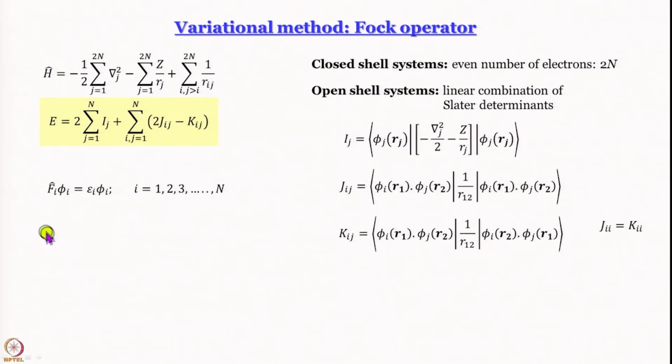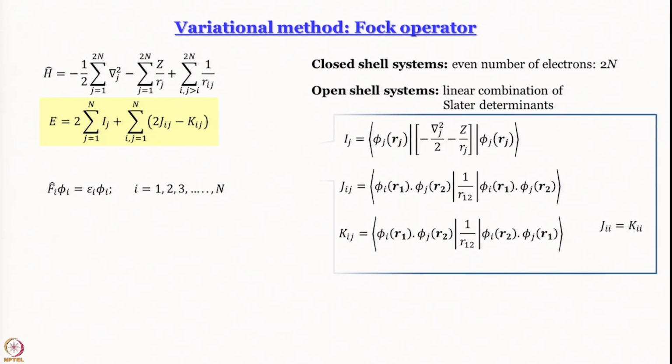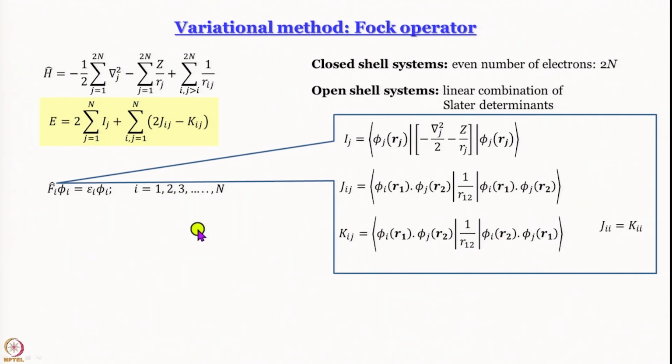So, F_i operating on phi_i gives me epsilon_i phi_i. That is the kind of equation that we will get. Okay. So, these F_i's are made up of these integrals. Essentially, it is something like an expression analogous to the expression of the Hamiltonian, but with the functions in it, you just expand it. And how many i values are there? There are 1, 2, 3, 4, 5, 6 up to n values, not n, right. So, that is the number of orbitals that are there.